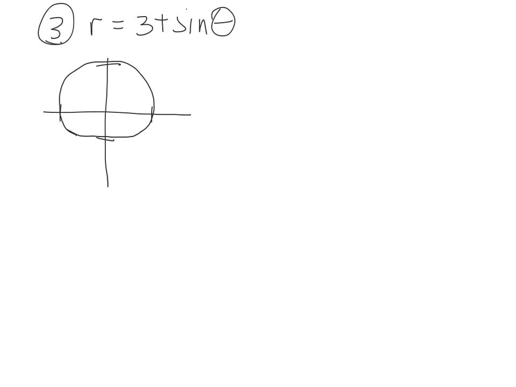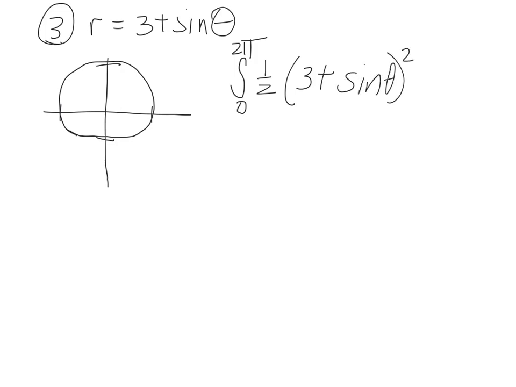So our limacons are some of the easier ones to find the area of. You're just going to go from 0 to 2 pi, so like a whole circle, of 1/2 times the r equals equation, 3 plus sine theta squared d theta. And so we can go ahead and work this one out. It's not too bad. Pull the 1/2 in front.